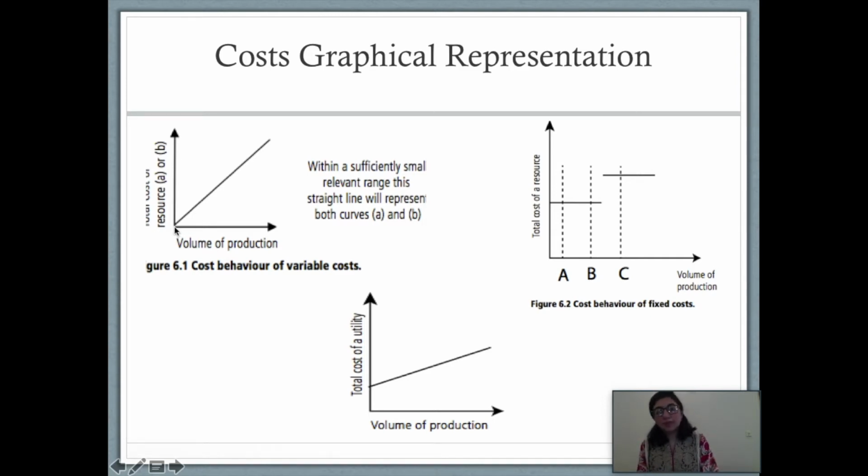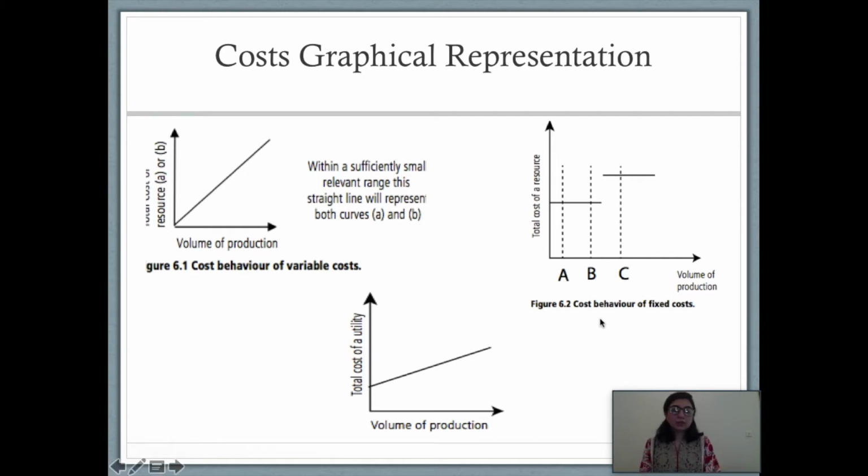So that is why it's a straight line that starts from the point 0, and as the volume of production increases, if you're following my cursor here, as the volume of production increases, your cost increases with it. So it is a straight line that represents variable costs, right?